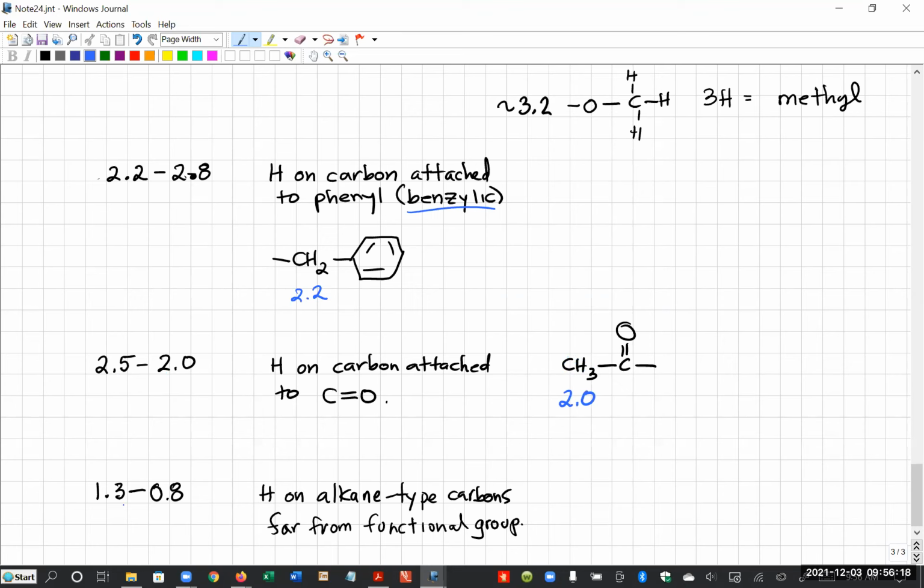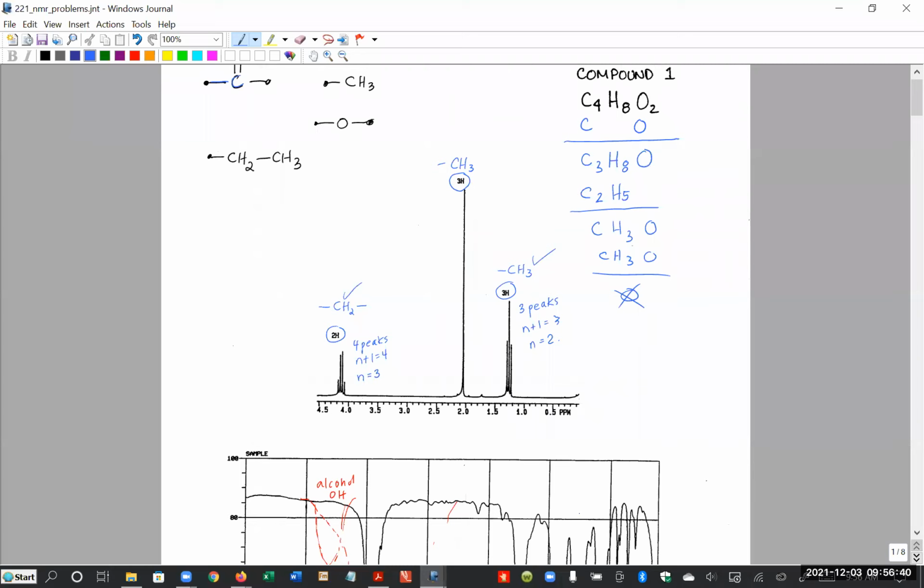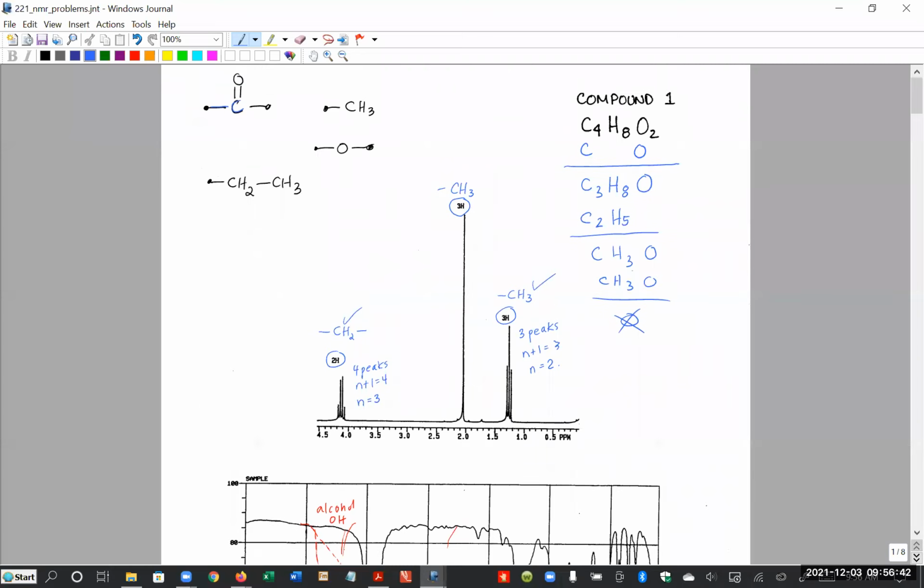The last thing I want to show you is that alkane type hydrogens that are far away from functional groups or electronegative atoms generally absorb in the region 1.3 to 0.8. Okay, so using that information, let's go back. Let's look at our NMR spectrum here.